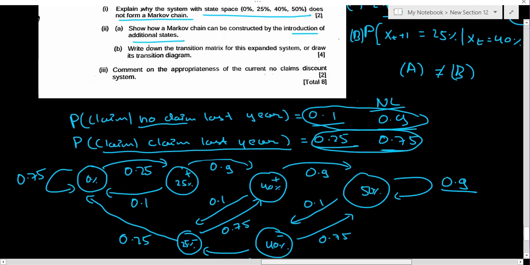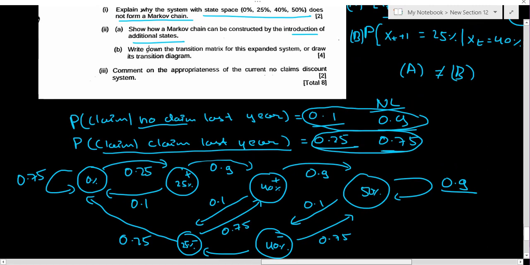You can also make a transition matrix. They have asked you to write down the transition matrix or the transition diagram, so whatever you want to do, you can do. I've made the transition diagram. With the help of this, you can make the transition matrix, so this is what it will look like. And then they're asking you to comment on the appropriateness of the current no claims discount system. The comment that you can make is that it seems very appropriate, because whenever a policy holder has made a claim last year, his probability of making a claim this year will also increase, right?